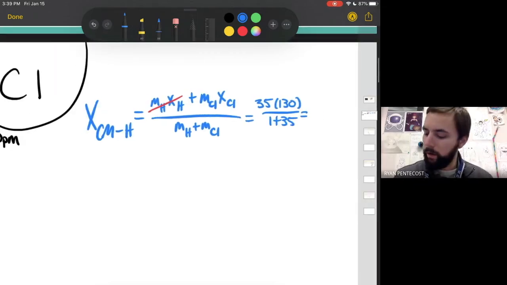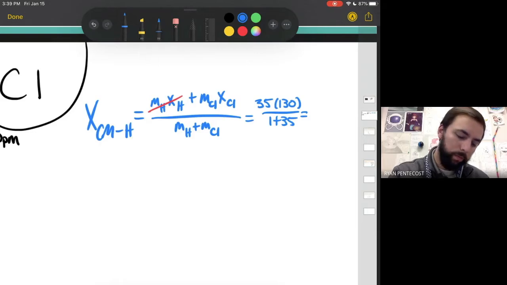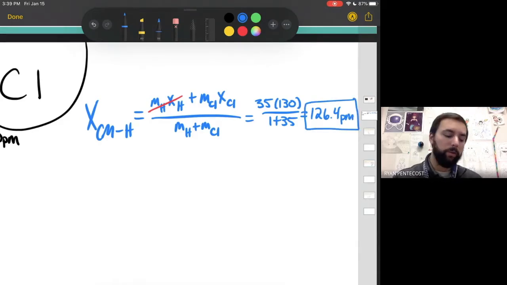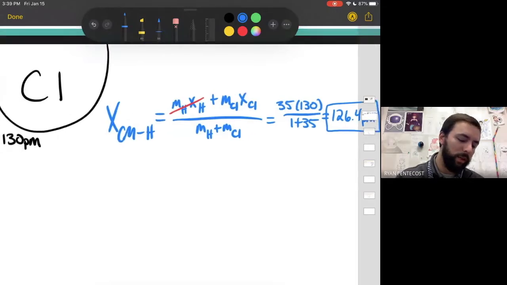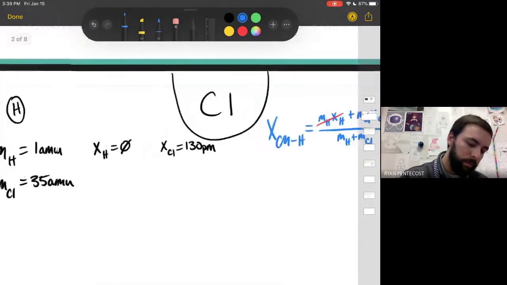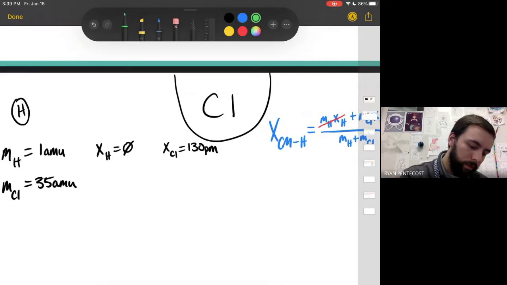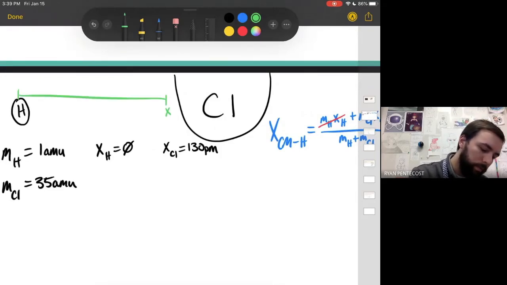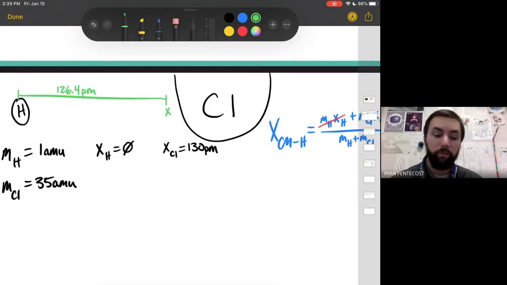If you put that into our calculators, we're going to get 126.4 picometers, and that is the distance from the hydrogen atom, right? 126 picometers from the hydrogen atom. So that's most of the distance, right? I mean, that puts us about right there. I'm going to just estimate that. So we've got 126.4 picometers from hydrogen. It's really close to chlorine.